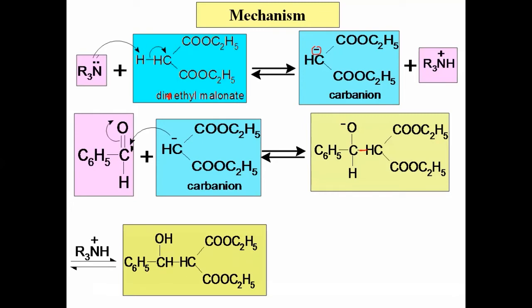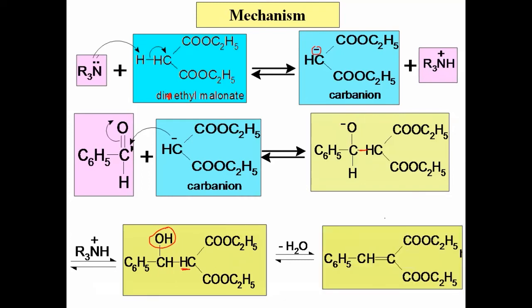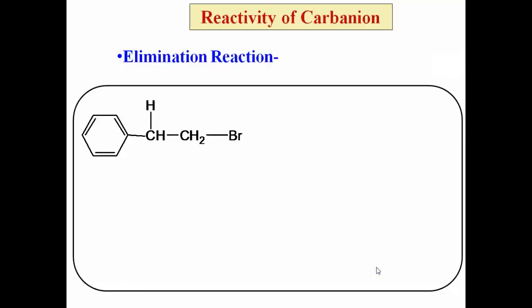Now this hydroxy compound further loses a water molecule. H2O comes out, OH from this carbon, hydrogen from the adjacent carbon, the water molecule comes out, a double bond appears in between these two carbons, and there is a formation of alpha beta unsaturated product. Okay, this is the alpha beta unsaturated product. The reaction is called Knoevenagel condensation, and this reaction also involves formation of carbanion as an intermediate. Reaction between aromatic aldehyde and active methylene compound in presence of base gives an alpha beta unsaturated compound.